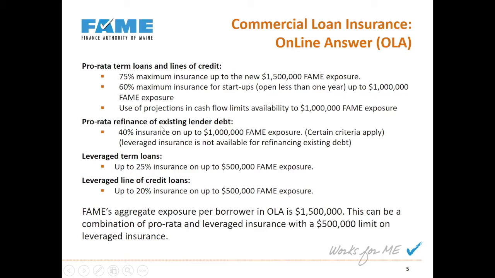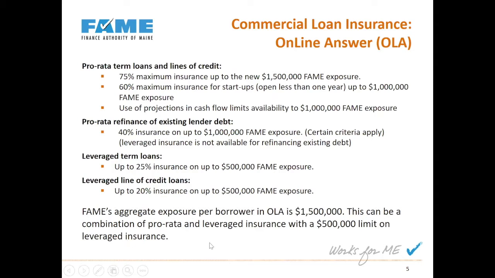Pro rata refinancing of lender debt, 40% insurance up to 1 million FAME exposure. And again, this is our new 1 million FAME exposure. Certain criteria does apply for leveraged insurance. It is not available for refinancing existing debt. Leveraged term loans up to 25% insurance on up to 500,000 FAME exposure. And then you have leveraged lines of credit loans up to 20% insurance on up to $500,000 FAME exposure.